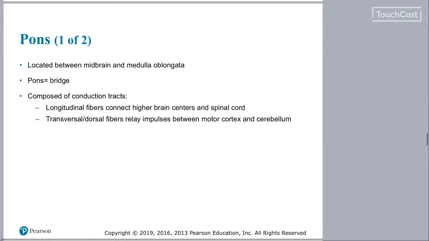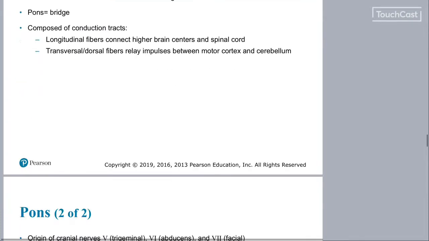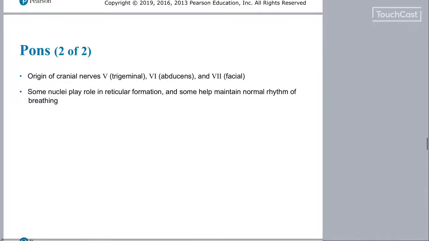So the pons actually means bridge in Latin, which makes sense because it's going to be the bridge between our midbrain and our medulla oblongata. It is composed of these conduction tracts, so the longitudinal fibers connect the higher brain centers and the spinal cord to one another, and then we have these transverse fibers that relay impulses between the motor cortex and the cerebellum. So the cerebellum we're going to get to in just a second, where movement patterns are established, fixed in order to reduce accessory movement, and where those patterns are stored. So the pons is the origin of cranial nerves 5, 6, and 7.